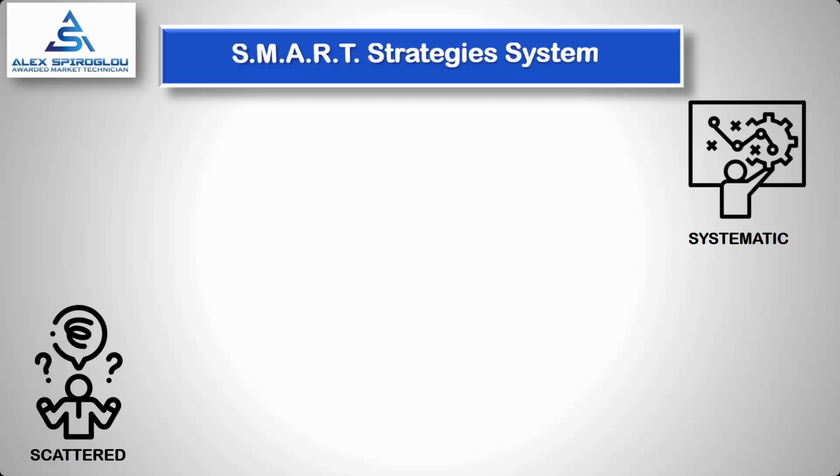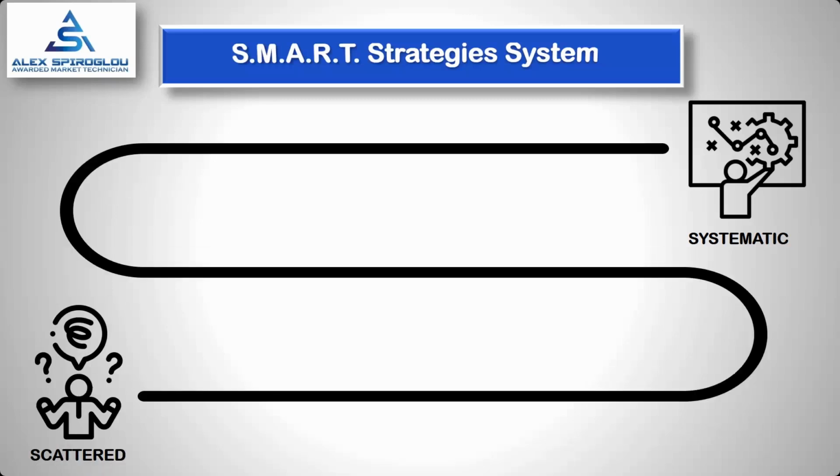Most people without this kind of learning path or roadmap are usually scattered. They go from one technique to the next. They don't have a rules-based approach. So our goal is to go from scattered to systematic, and this is the roadmap we will be creating.